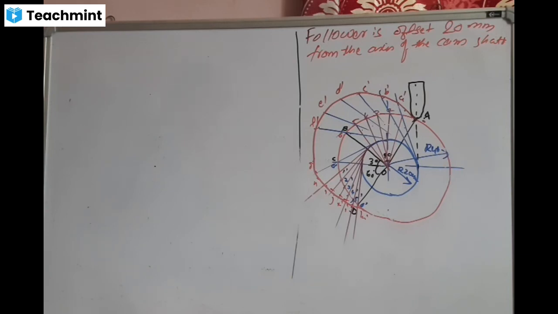Third bit, to return its starting position during next 100-degree. And fourth, to dwell for the rest period of a revolution, that is 80-degree.